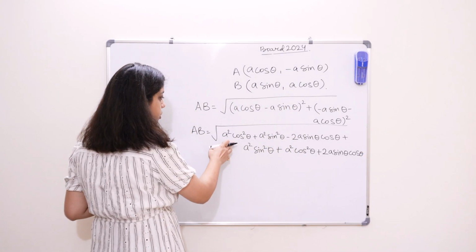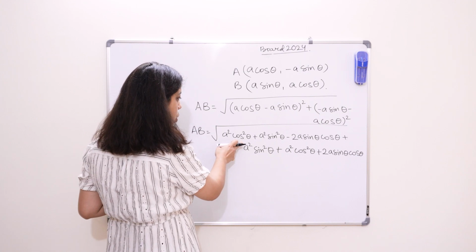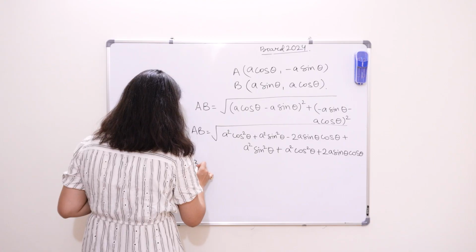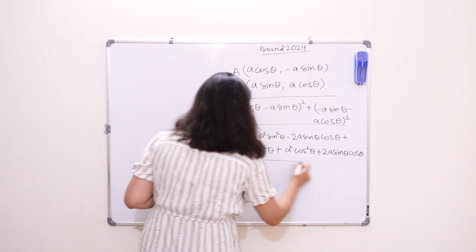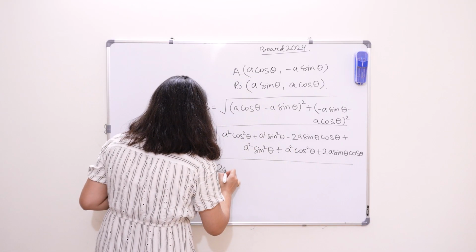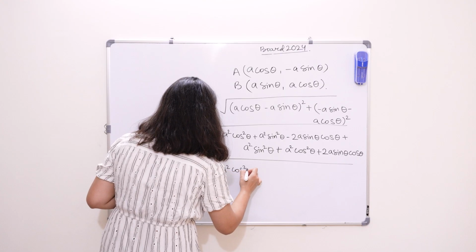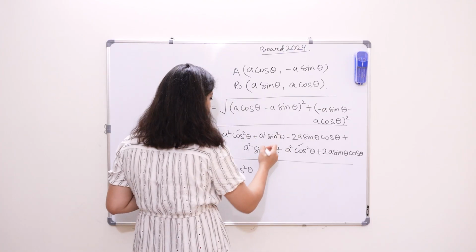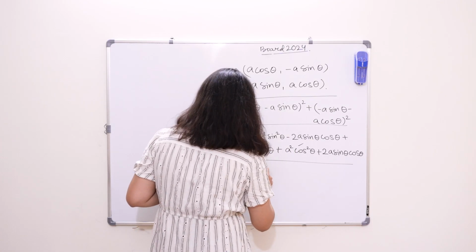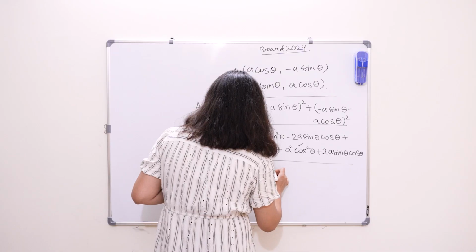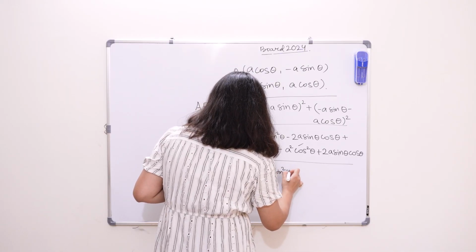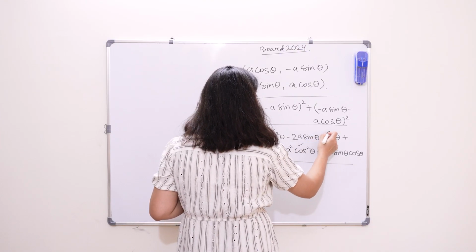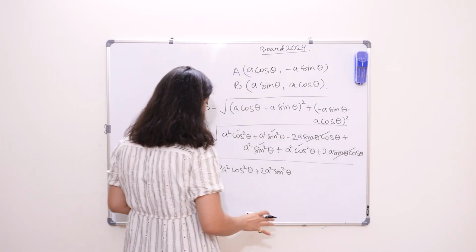Okay, so a square cos square theta, a square cos square theta, which will give you 2 times a square cos square theta. Correct? ये done. a square sin square theta plus a square sin square theta मतलब कि 2 times a square sin square theta. This is done. Now minus 2a sin theta and plus 2a sin theta gets nullified.